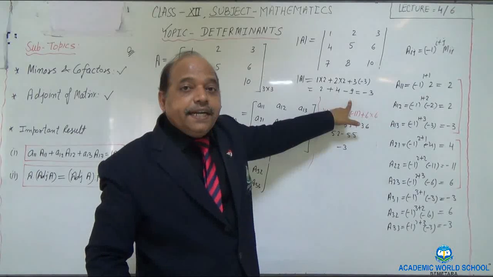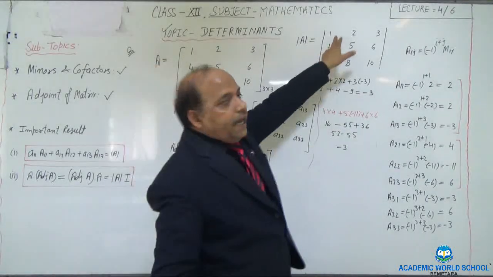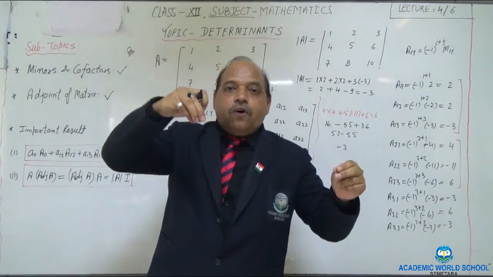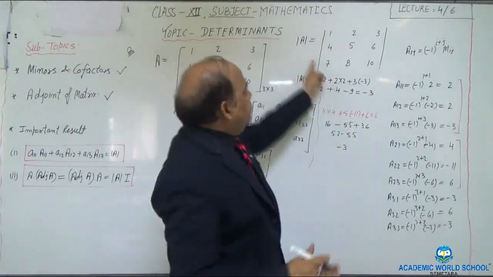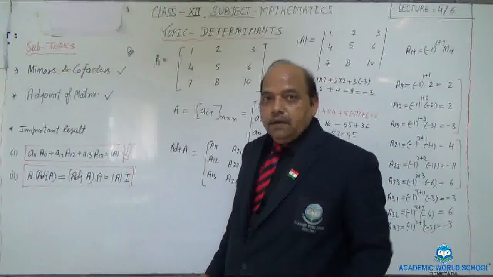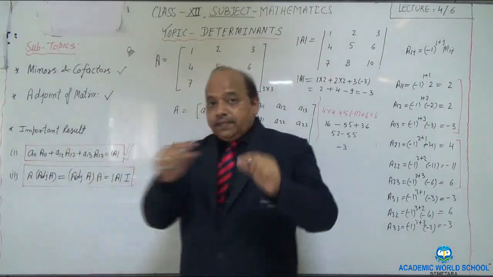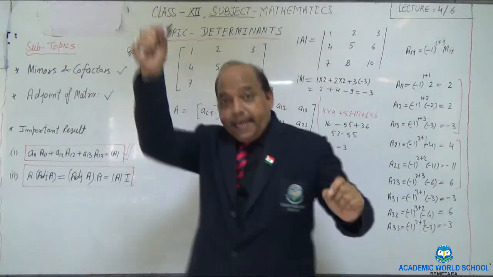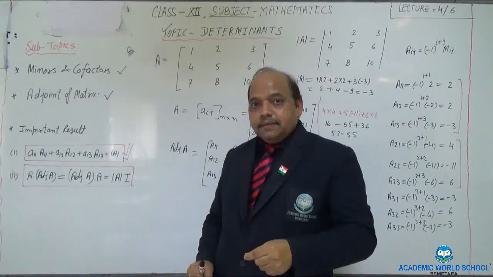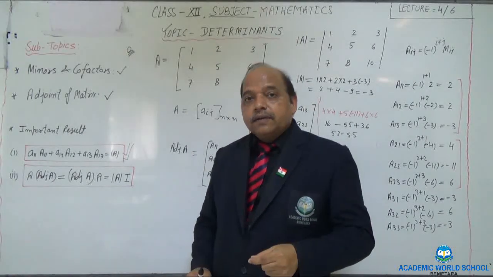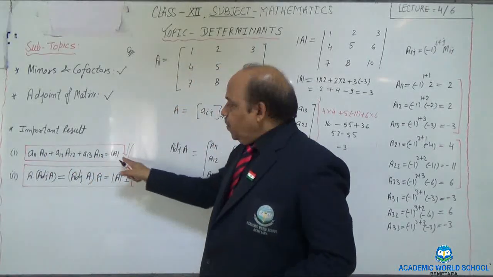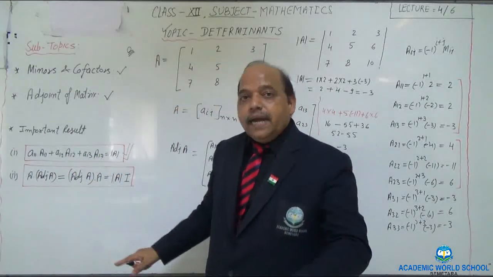What does it mean? It means if we multiply the elements of any row by their respective cofactors and add, it gives you the value of the determinant. This is what this property says. Once again, listen. First you pick up any row or any column, multiply the elements of that specific row or column by their respective cofactors and add them. You will get the value of that determinant.